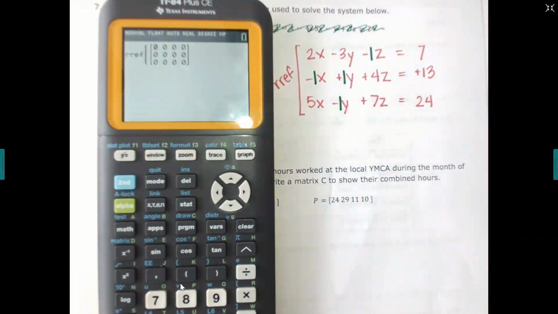So clear that out, number 6. Oh, this one, you're just multiplying, so you don't need to. So just do this, multiply. Remember how to pull the RREF up? And you should get all whole numbers for this.